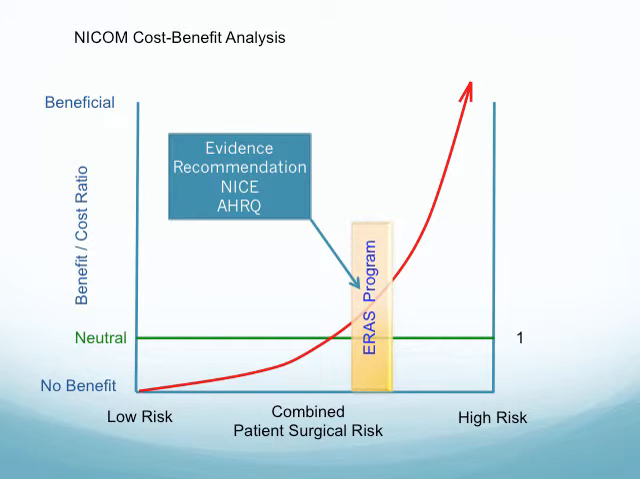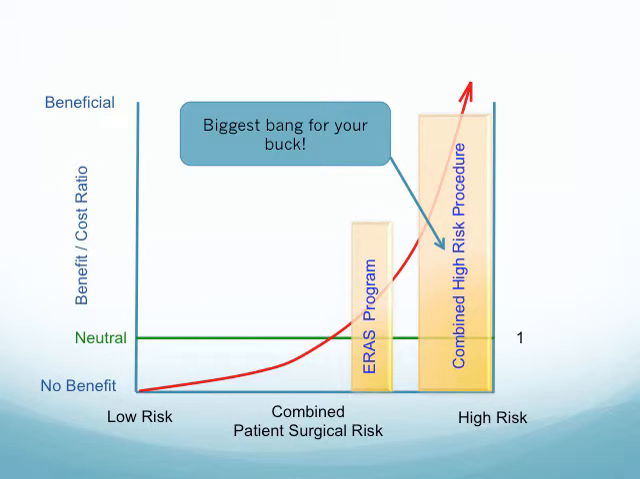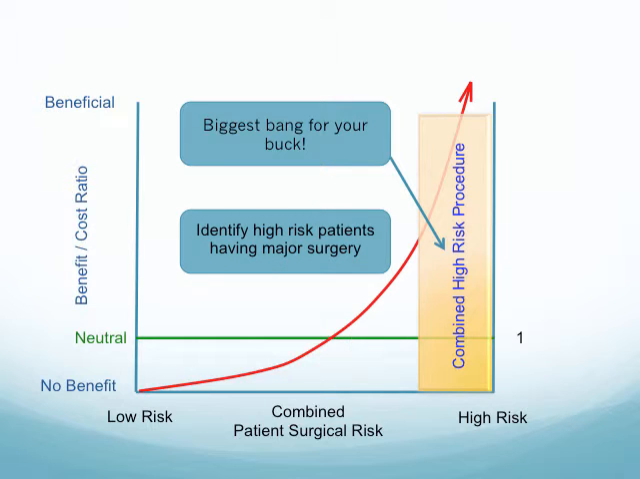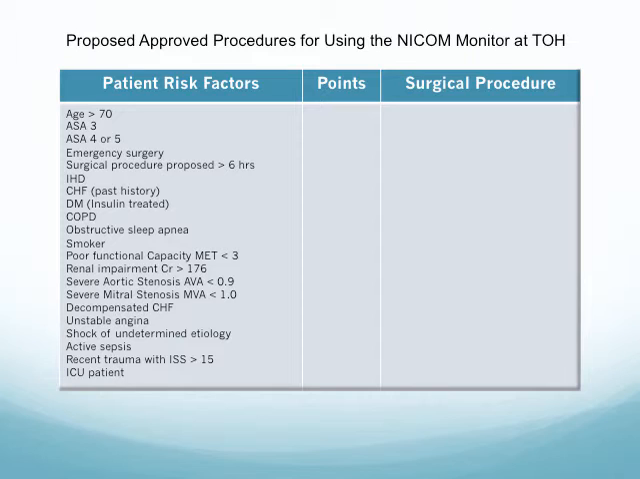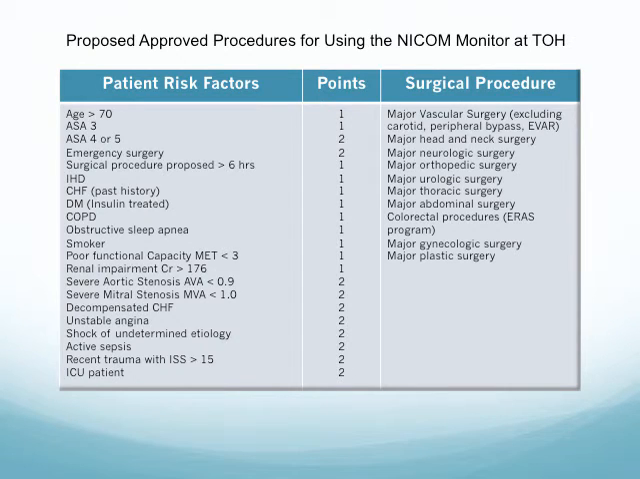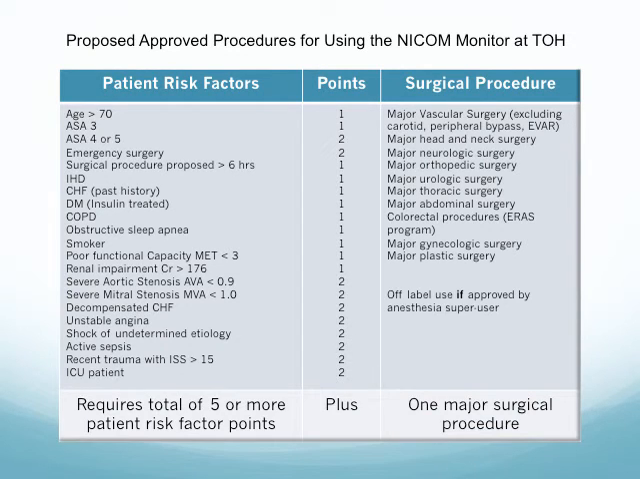For high-risk patients having major surgery, the benefits are likely to be even greater, and this is where we should be able to get the biggest bang for our buck. So the challenge is to identify high-risk patients having major surgery. Preoperative risk factors for patients having surgery have been previously identified, so we could theoretically assign a point system for each of these patient risk factors. We can also identify high-risk major surgical procedures, so we can recommend that the anesthesiologists consider using this technology when caring for these high-risk patients having major surgery.